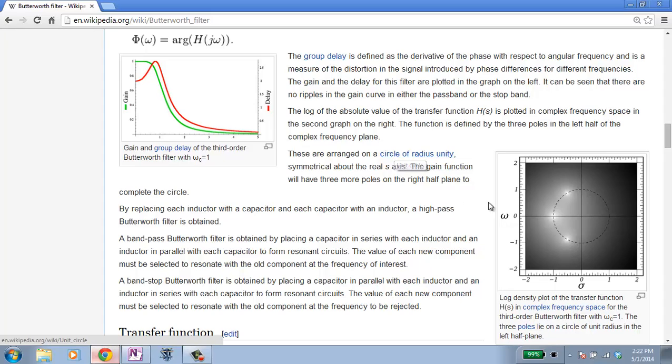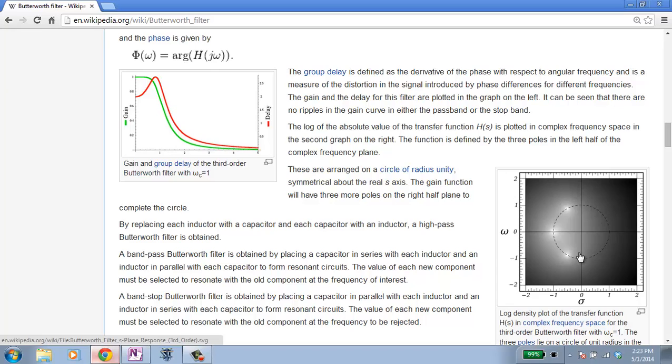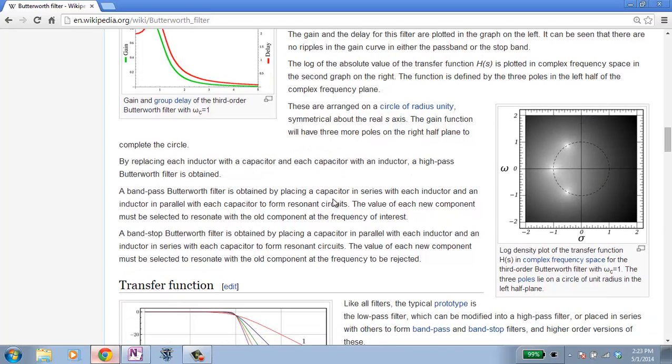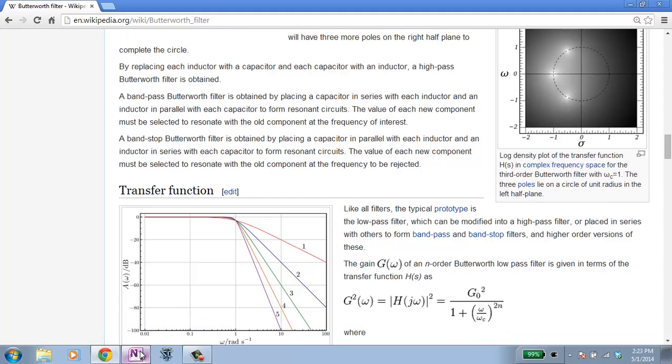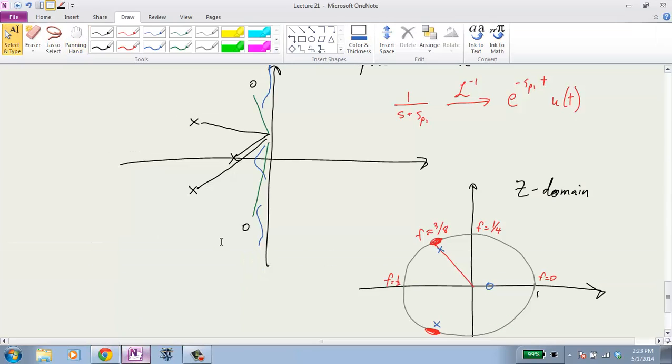So some low-pass filters will put zeros out here to get a very fast transition from the part you want to pass to the part you don't want to pass. They'll put zeros out here. Okay. Anyway.